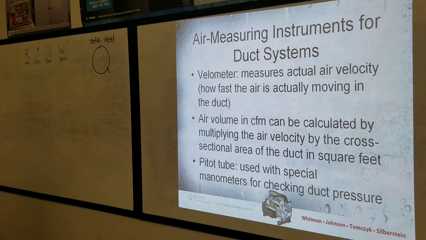Air measuring instruments for duct systems. Velometer measures air velocity, how fast the air is actually moving in the duct. Air volume in CFM can be calculated by multiplying the air velocity by the cross-sectional area of the duct in square feet. Pitot tube, used with special manometers for checking duct pressure.